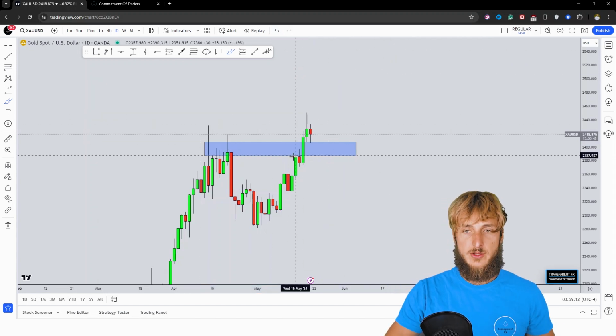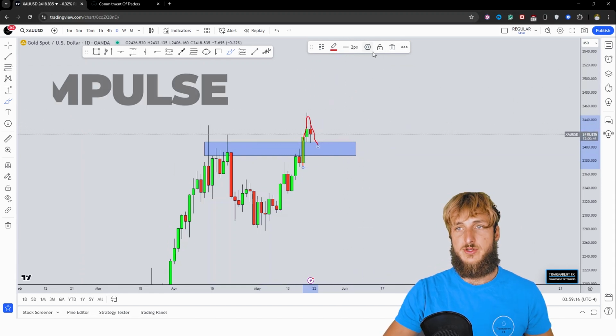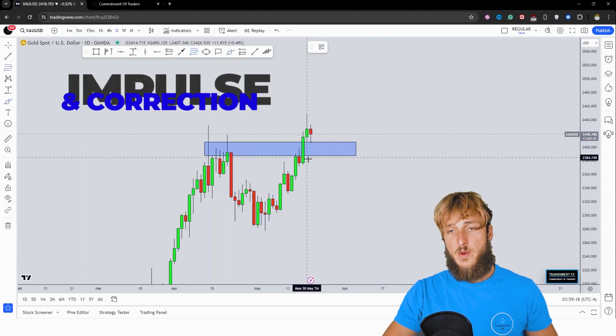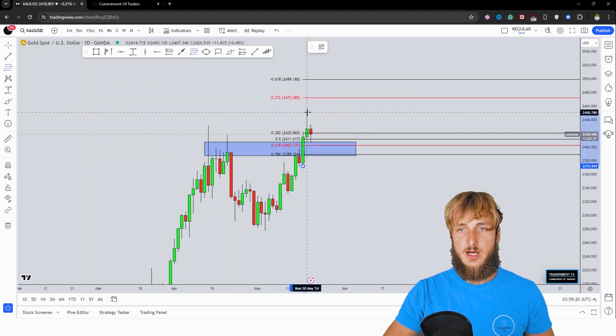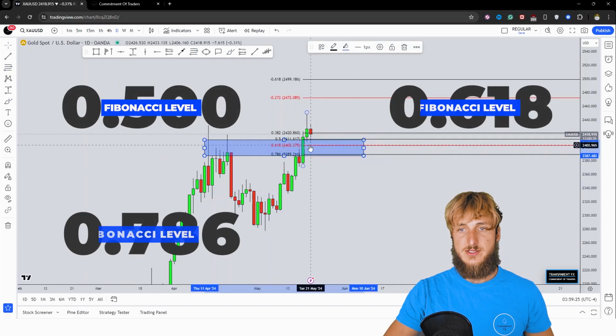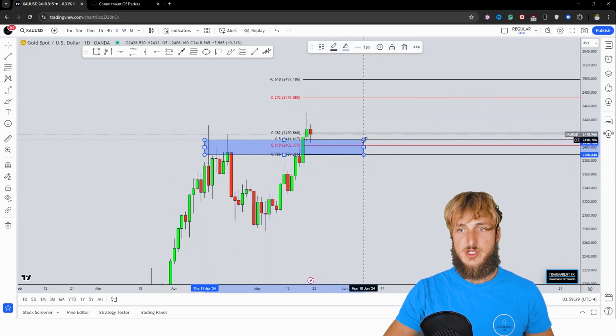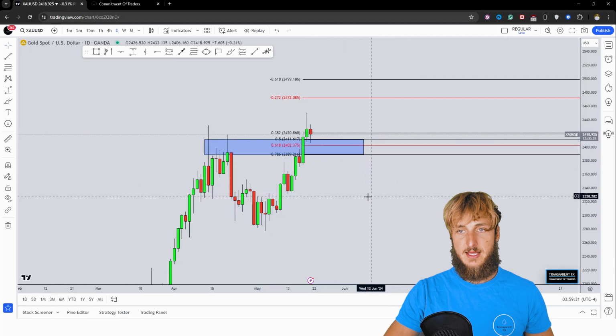We must also acknowledge how, as we have an impulse and the start of a correction, if we want to measure this correction after the impulse, we have to take our Fibonacci from the low to the high of the impulse leg. And if we do that, we can see how we have the 50%, 0.618 and 0.786 Fibonacci retracements, all lining up exactly inside of this zone.